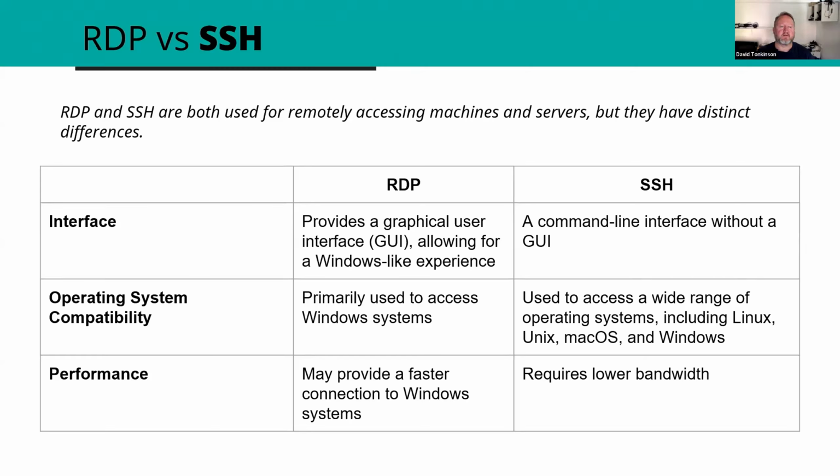So performance. RDP may provide faster connections to Windows systems? Yeah, probably. And SSH requires lower bandwidth because we're not passing the graphical user interface across. The graphics are big and chunky. We're simply passing a beautiful stream of commands across and we get answers back. So it's very similar to your command prompt.